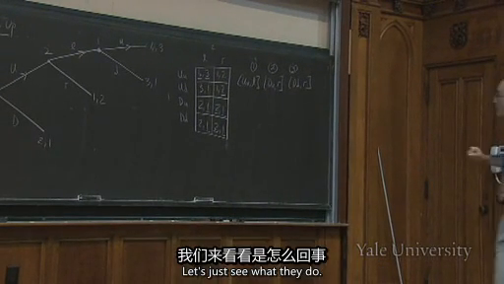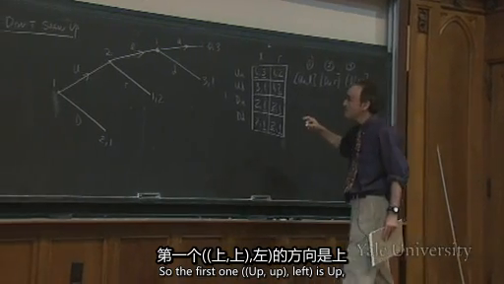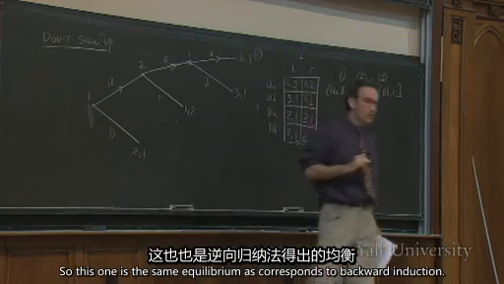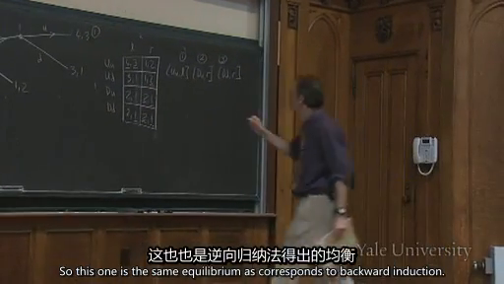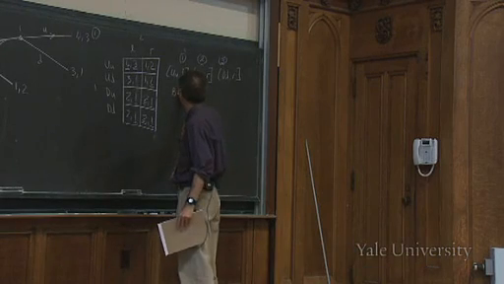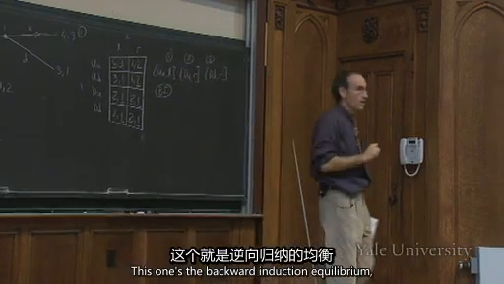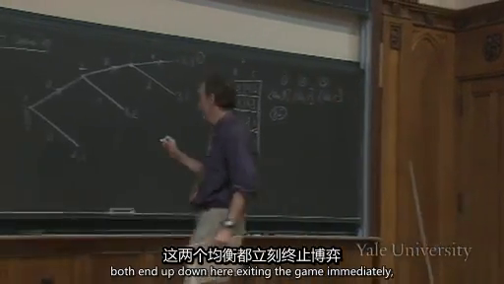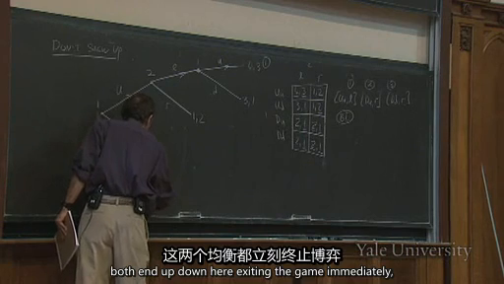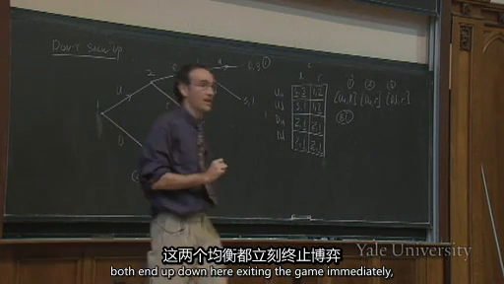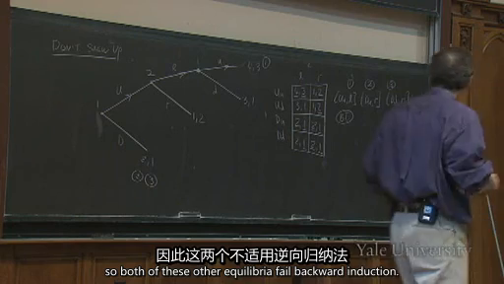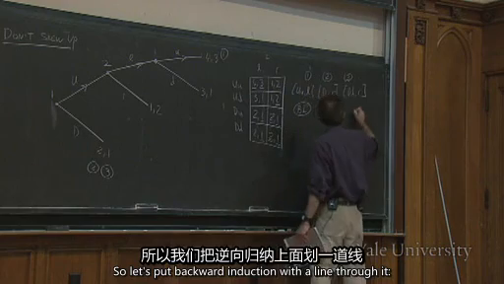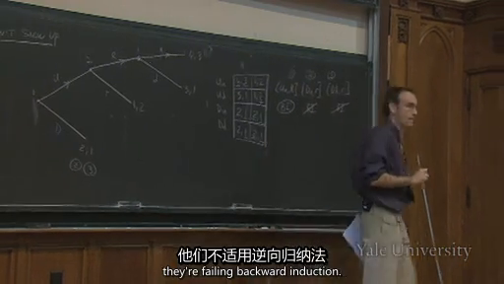And let's just see what they do. So the first one, up, up, left, is up, left, up, so it gets us to here. All right, so this one is the same equilibrium as corresponds to backward induction. This one's the backward induction equilibrium. And the other 2 are different. Down, up, right, and down, down, right both end up down here, exiting the game immediately. Right? So both of these other equilibria fail backward induction. So let's put backward induction with a line through it. They're failing backward induction.